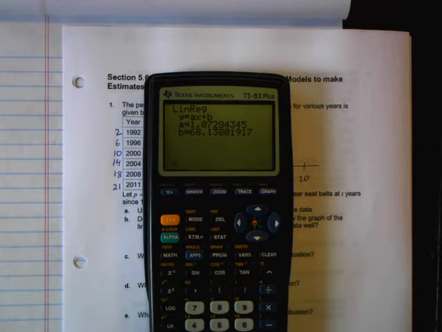If you didn't put your x's in L1 and you didn't put your y's in L2, you'd have to tell the calculator otherwise. So my suggestion is always put your x's in L1 and always put your y's in L2, and then it's a lot easier. Okay? So we got the exact same answer, didn't we? Didn't matter what kind of calculator we used. That's good. Questions so far?